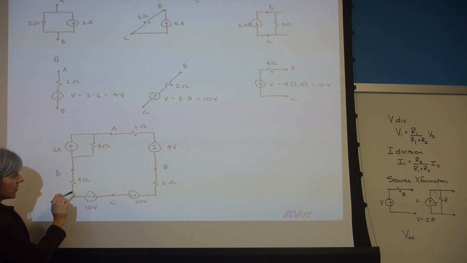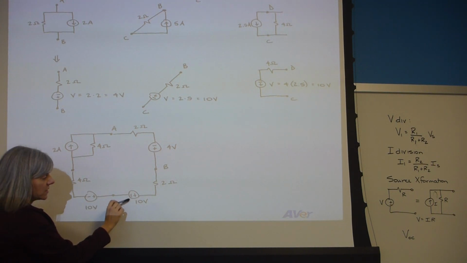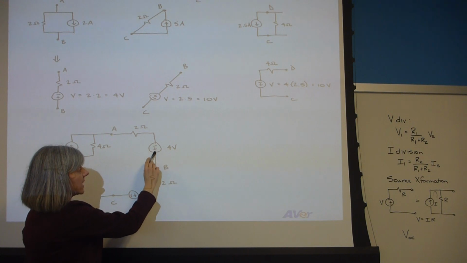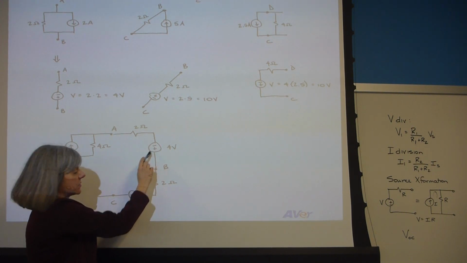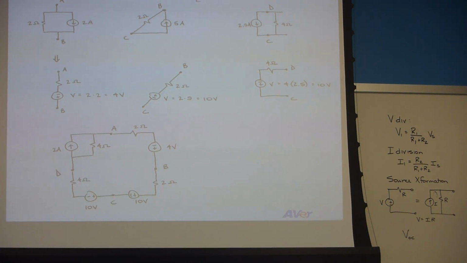The voltages, though, when I go from D, I'm going to climb up through 10 volts, so that's plus 10. Plus 10 more is 20. Come around the corner, but now I'm going to go down 4 volts. So 10 plus 10 minus 4, so 16 volts altogether.